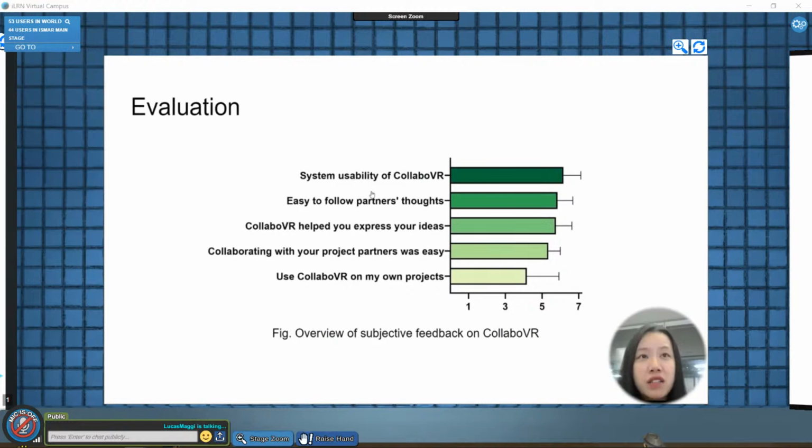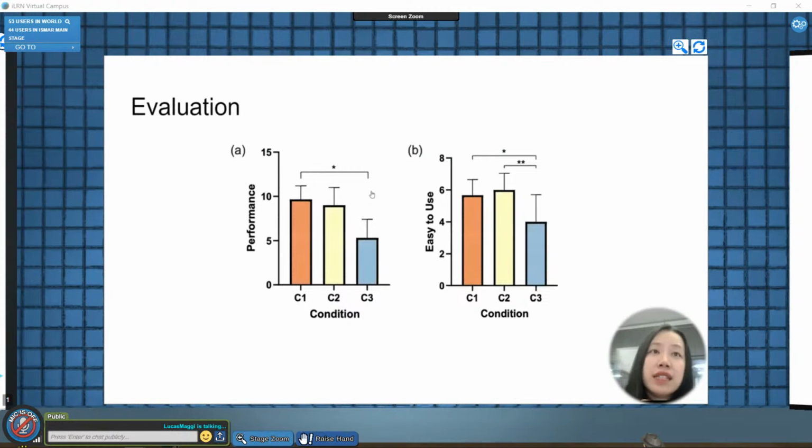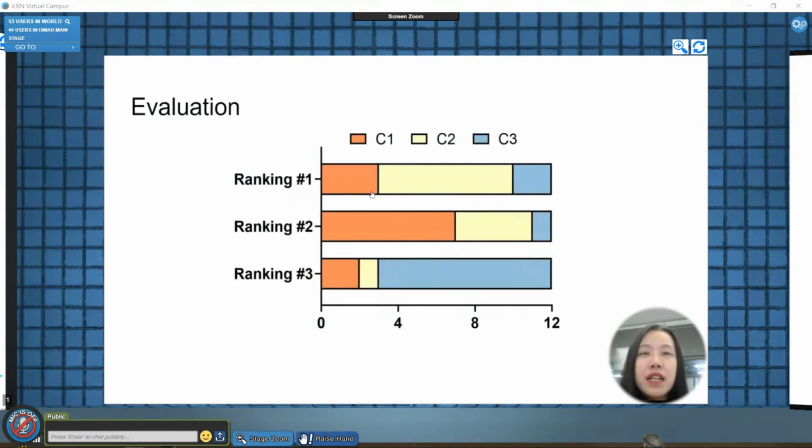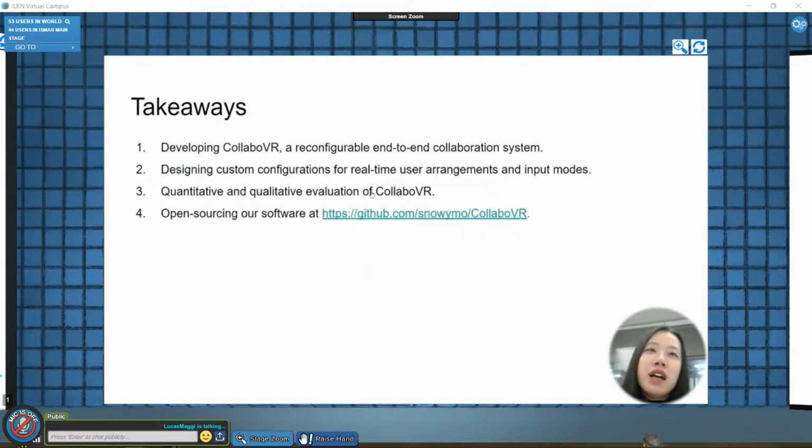After running repeated measure ANOVA on the data collected, we found that Collabo VR can foster communication and help collaboration when participants are geographically dispersed. The mirrored layout had better usability and task performance, and received the highest rating from the participants. Below are the takeaways of our project.